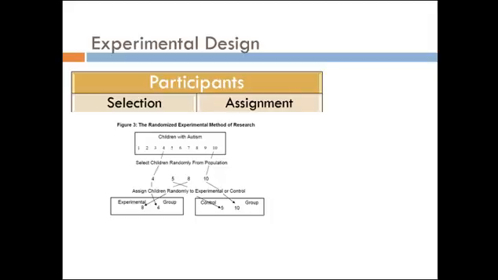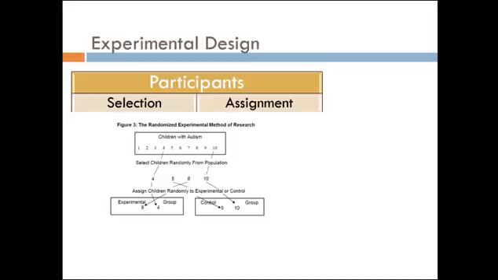All right, now, so we've selected our participants. We've recruited them in some fashion, got people from the population to join our study. Now that we have our participants, we have to figure out how to assign them to the condition that they're going to experience in our experiment. So in this diagram, we have children with autism. We have 10 children with autism.